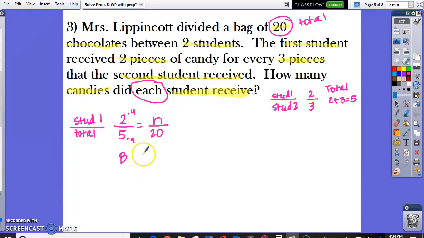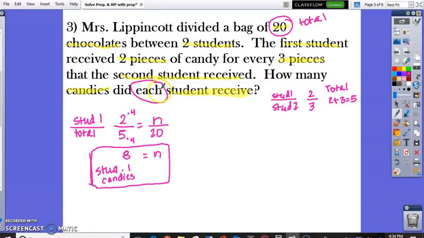So, there we go. Student 1. It doesn't even look like an 8. Let's fix that. Holy cow. 8 candies for student 1. Alright, so that's one answer. We're going to need 2 answers because it says each.